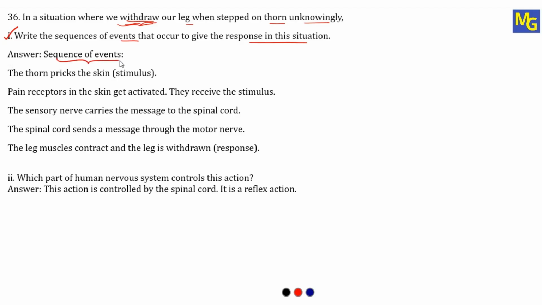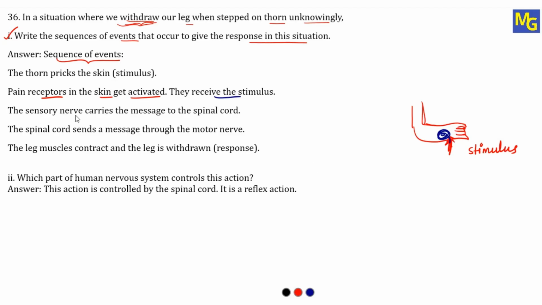So the answer, the sequence of events are: first, the thorn pricks the skin. Imagine this is the thorn, and if we keep our leg on this, then, I'm not that good at drawing legs and hands, but I'm trying to draw it. When we keep our leg on the thorn, this thorn will prick inside the skin, and this is nothing but a stimulus. Remember, this is nothing but a stimulus. Once the stimulus is given, the next step: pain receptors in the skin get activated. Whatever receptors are present in the skin, they will catch this stimulus. The pain receptors will take this stimulus and get activated.